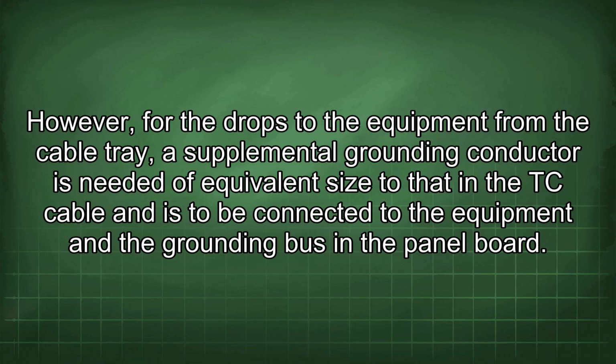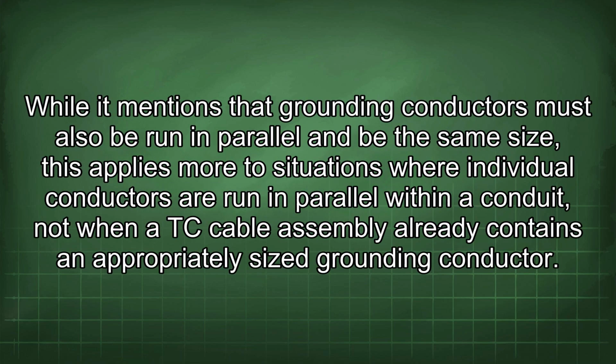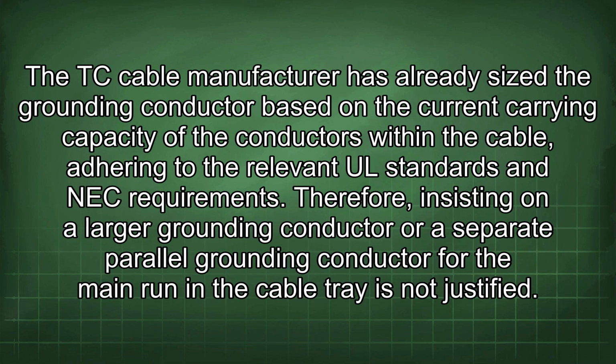Article 310.10 addresses conductors in parallel, but it primarily focuses on the current carrying conductors. While it mentions that grounding conductors must also be run in parallel and be the same size, this applies more to situations where individual conductors are run in parallel within a conduit, not when a TC cable assembly already contains an appropriately sized grounding conductor. The TC cable manufacturer has already sized the grounding conductor based on the current carrying capacity of the conductors within the cable, adhering to the relevant UL standards and NEC requirements.